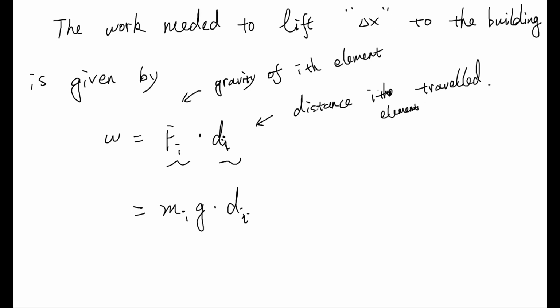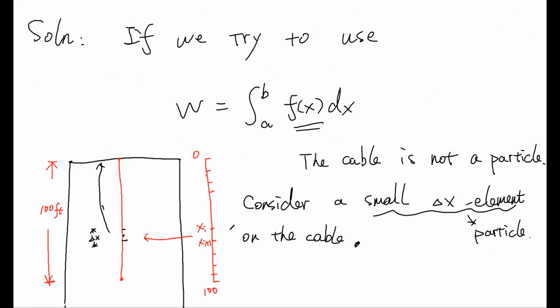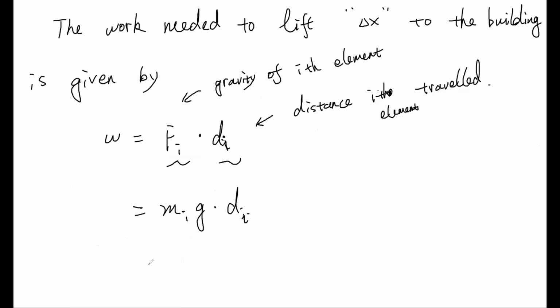It's essentially the same thing, except here I divide the cable into a lot of elements and label them. The distance traveled by this ith element can be represented by the sample point, let's say xi star. It's any point between xi and xi plus 1, because the element is small enough, so they are approximately the same.